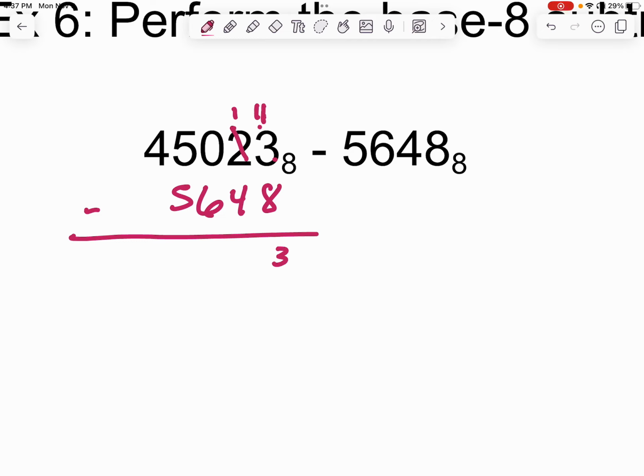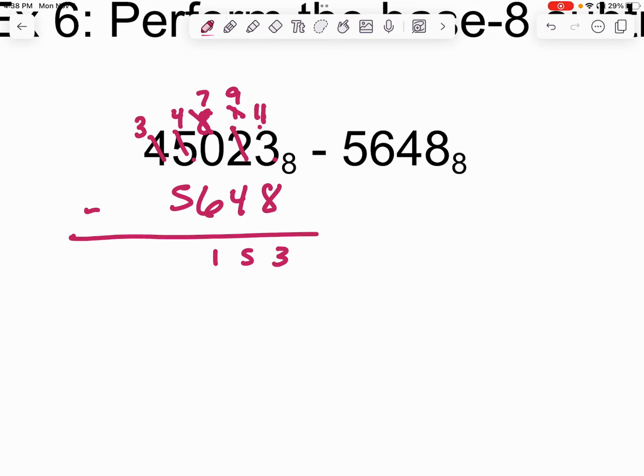When I come over here, again, I don't have enough. So I have to go all the way over to the 4. I borrow 1, which I add 8 here. I have to borrow from that, so now I have 7, and I add 8 here, which gives me 9. So 9 minus 4 is 5. 7 minus 6 is 1.